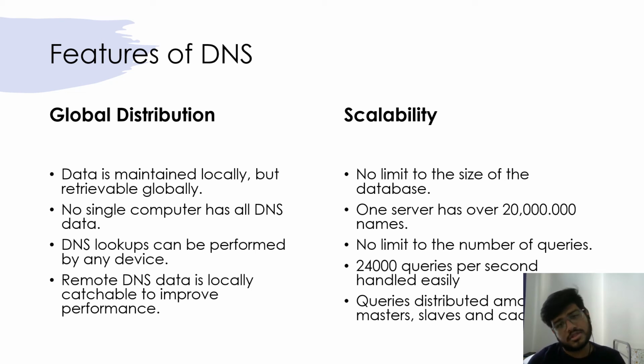Now let's talk about scalability. There is no limit to the size of the database. A database can contain any amount of data. One server has over 20 lakh names. There is no limit to the number of queries. Around 24,000 queries per second can be handled easily. Queries are distributed among masters, slaves and caches.